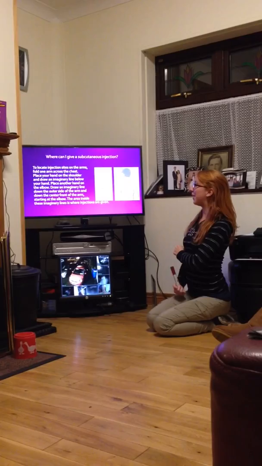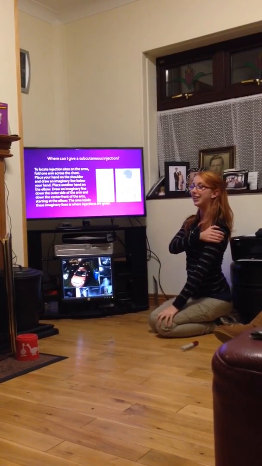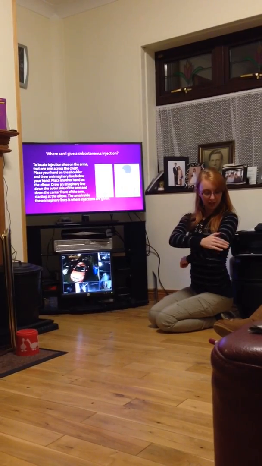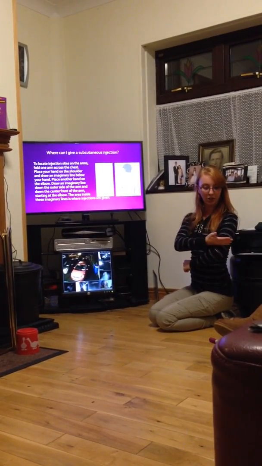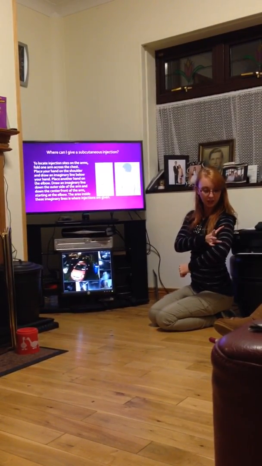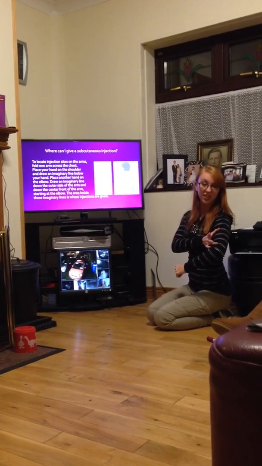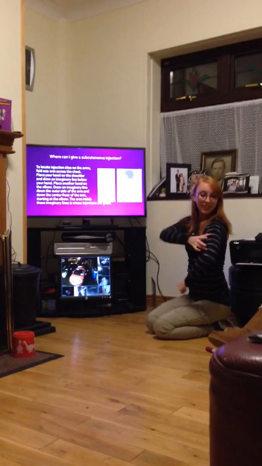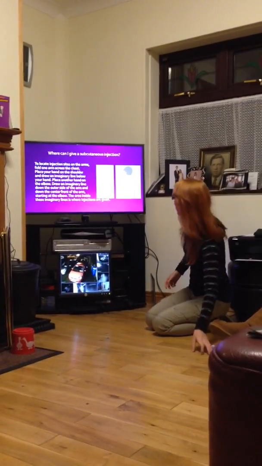You would fold the arm across the chest and place your hand on their shoulder and draw an imaginary line. You want to place your arm at their elbow and draw an imaginary line, and the space in between is where you can give the subcutaneous injections. But if it's an imaginary line, we won't see it. It's imaginary. And then you can do the same on the back of the arm.